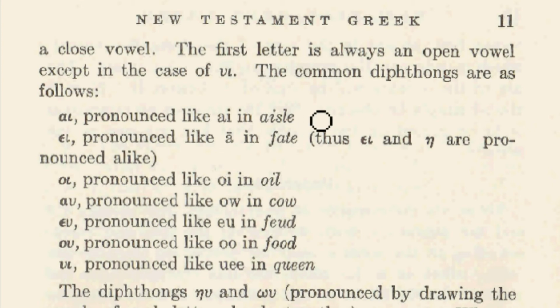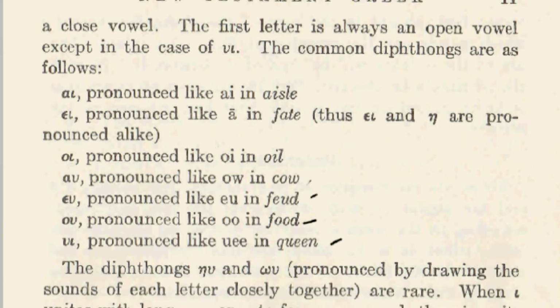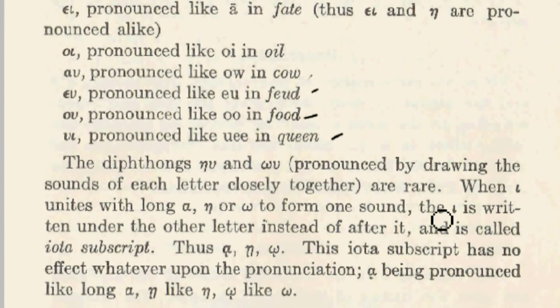The first diphthong is alpha iota. It's pronounced I as in isle. Epsilon iota is pronounced A as in fate. Omicron iota is pronounced oi as in oil. Alpha upsilon is pronounced ow as in cow. Epsilon upsilon is pronounced u as in feud, whereas omicron upsilon is pronounced oo as in food, and finally upsilon iota is pronounced we as in queen. And I'll try to observe that rule pretty consistently as we go along.